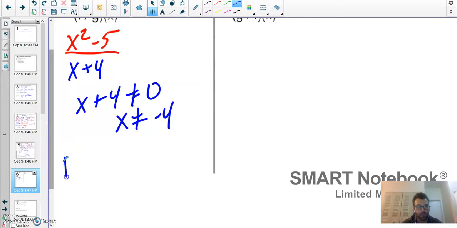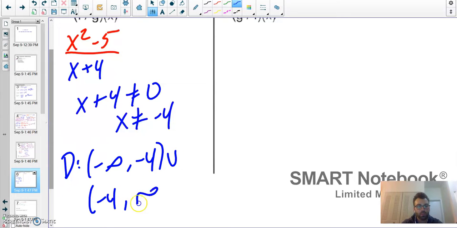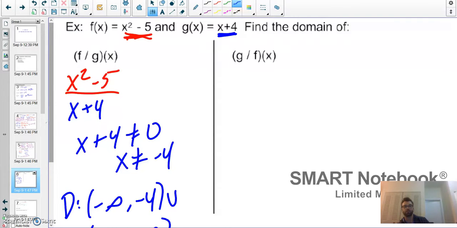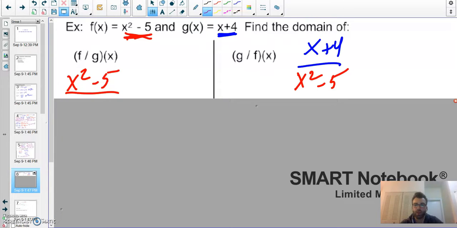So, here we go. Domain. Negative infinity to negative 4. Pick it back up. Negative 4 to infinity. Alright. I want you to pause the video here, okay, and try to find the domain of g divided by f. g of x divided by f of x. Pause it. Alright, here we go.